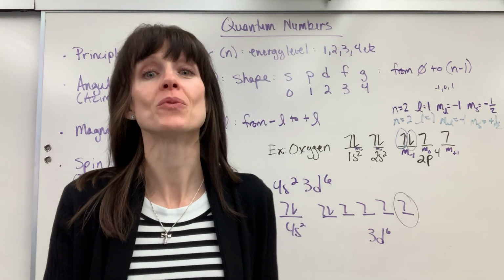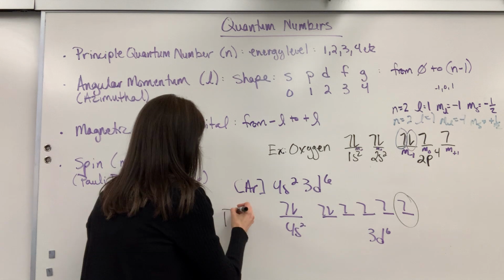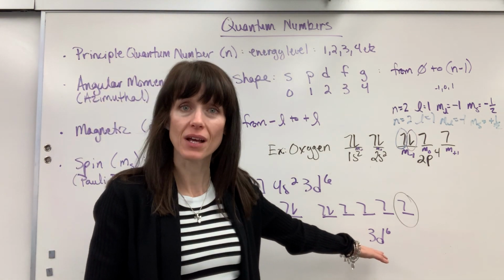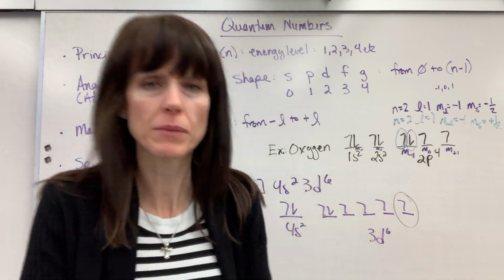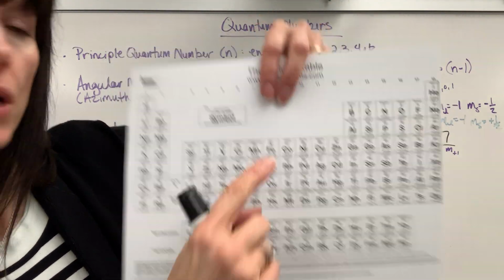Hi, I want to do one more example with you finding quantum numbers. So I chose iron. I wrote the orbital notation and electron configuration for iron, and let me show it to you just so you can see it. There's iron right there.